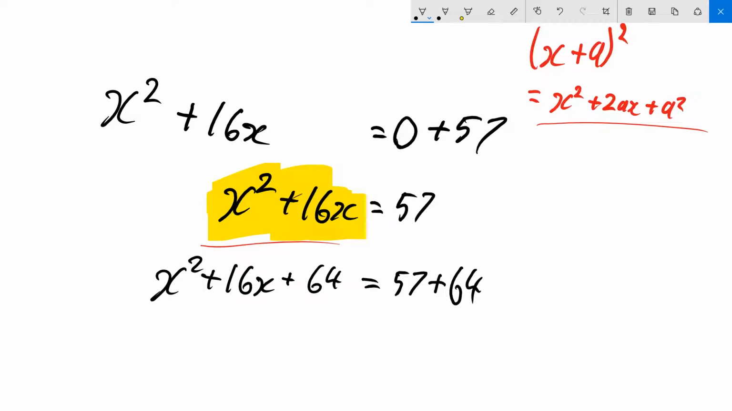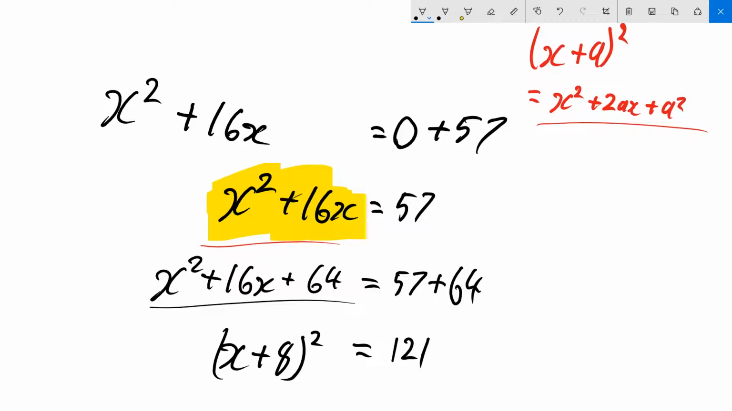Okay, and since we know what our two values are on this side of the equation, we can just rewrite it as (x plus 8) squared. And that's equal to 57 plus 64, which is 121. Okay, from here, we solve for x. So now we root both sides of the equation.